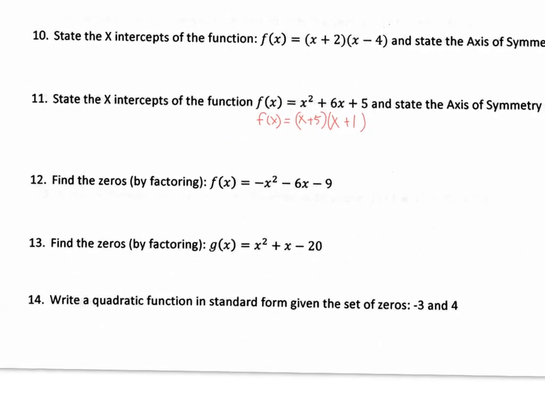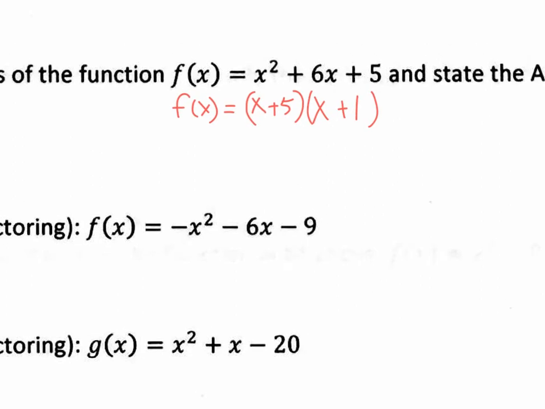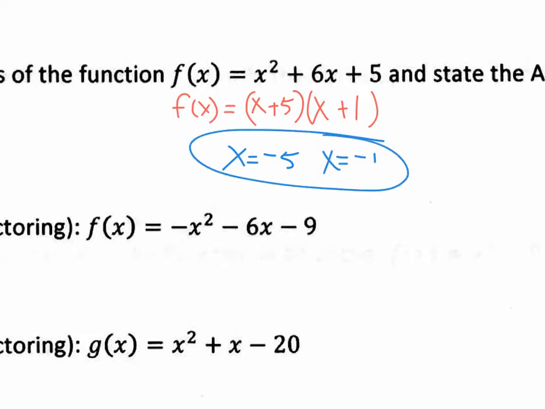Actually, no, they say state the x-intercepts. So we need to state the x-intercepts, and the x-intercepts will be x equals negative 5, and x equals negative 1. Those are your x-intercept values. That's your answer. Once again, when it's in intercept form, you could see your p and q value. Your p and q value are right there. All you have to do is think opposite.